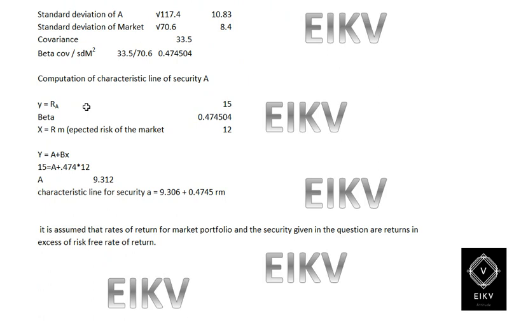For the characteristic line, the formula is y is equal to a plus b x, where y is equal to Ra, b is beta, and x is equal to Rm. So y is Ra, which is equal to 15, beta would be 0.4745, and x, that is Rm, is equal to 12. Therefore, y is equal to a plus bx.